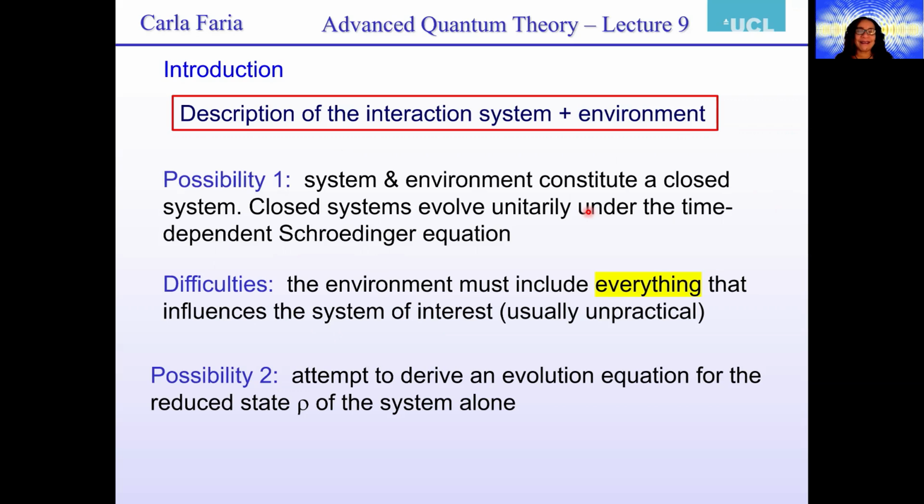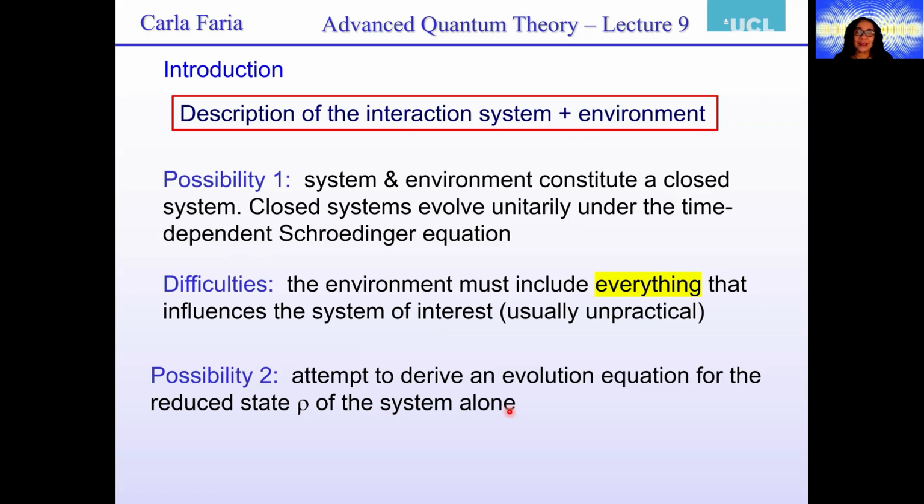In practice, you may stumble upon quite a few difficulties because the environment must include everything that is influencing or potentially may influence the system of interest. So if you are dealing, let's say, with a huge molecule with many degrees of freedom, or if you are dealing with a nanostructure and you don't really know what you need to include and how you would treat this theoretically, this can be a huge problem.